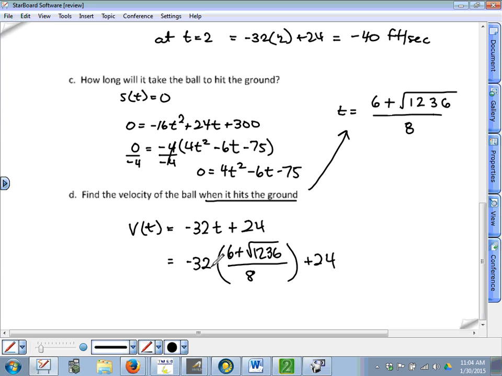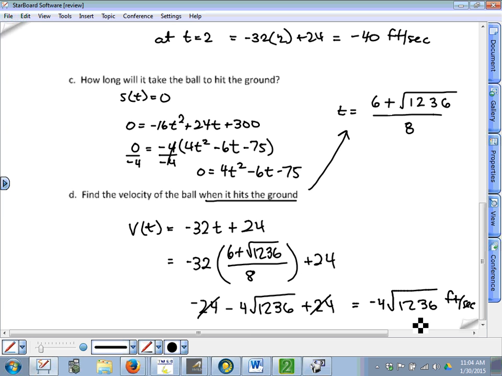And then using some simplifying here, we would end up with negative 24 minus 4 square roots of 1,236 plus 24. Those would cancel. So it's negative 4 square roots of 1,236 feet per second.